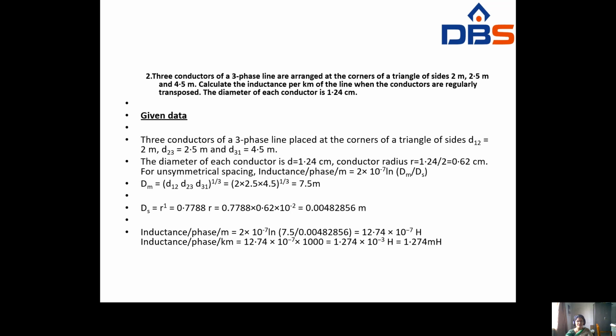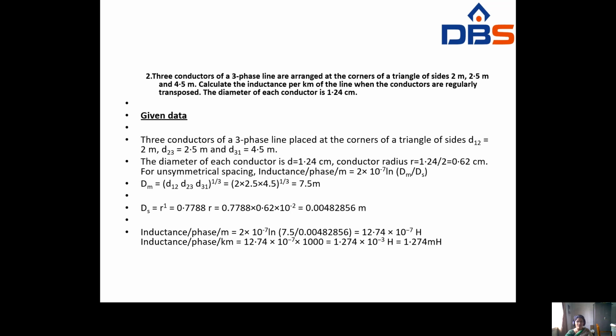Inductance per phase per meter. What is the formula? The formula is the same, but the values of Dm and Ds will change: 2 into 10 to the power of minus 7 ln of mutual GMD by self GMD, that is Dm by Ds. For either symmetrical or unsymmetrical spacing, the self GMD value will be the same, that is Ds equal to r dash equal to 0.7788 r. But the mutual GMD Dm equals the cube root of D12, D23, D31.